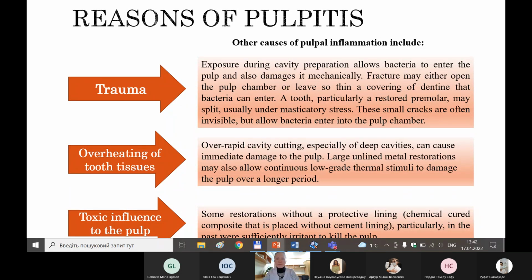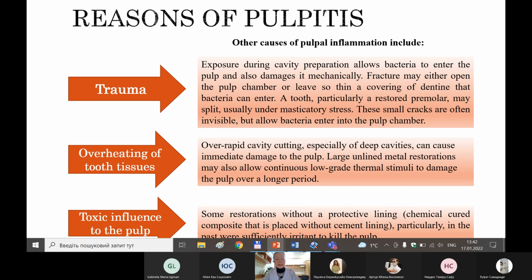So trauma. Different reasons of trauma can be: exposure during cavity preparation allows bacteria to enter the pulp and also damages it mechanically. Fracture may either open the pulp chamber or leave so thin a covering of dentine that bacteria can enter into it. A tooth, particularly a restored premolar, may split, usually under masticatory stress. And these small cracks are often invisible, but allow bacteria to enter into the pulp chamber.